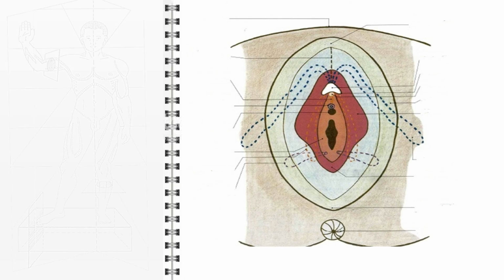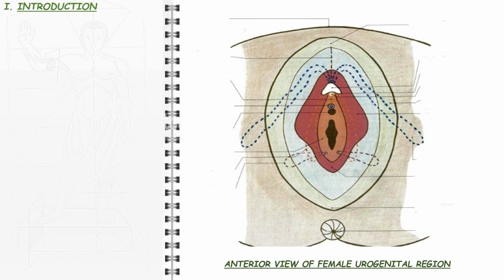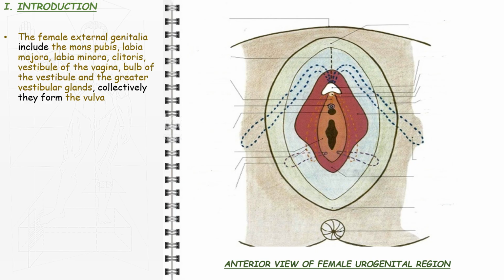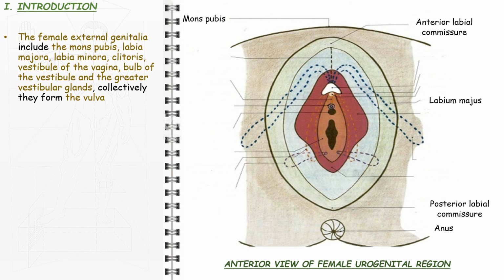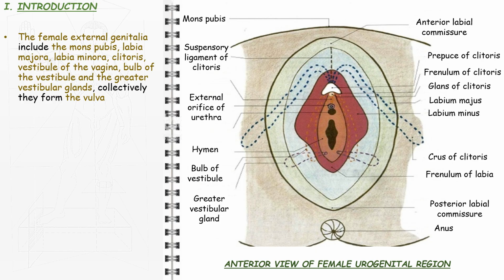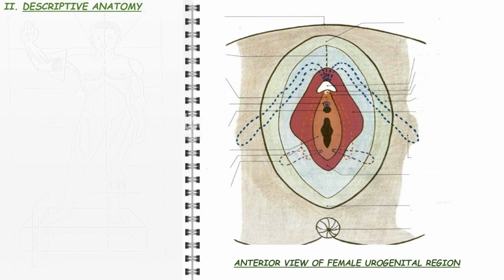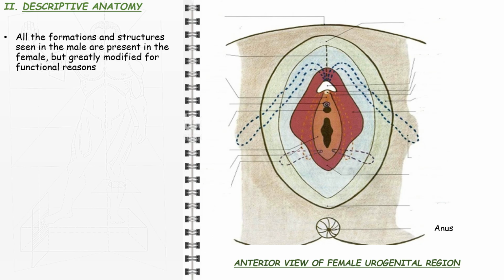Having said that about the vagina, let's move on to the descriptive anatomy of the vulva and its vascular and nervous supplies. The female external genital organs constitute the vulva. The vulva extends from the perineal skin to the perineal membrane of the urogenital diaphragm and occupies, mainly, the superficial perineal space. It includes the mons pubis, labia majora, labia minora, clitoris, vestibule of the vagina, bulb of the vestibule and the greater vestibular glands. All the formations and structures seen in the male are present in the female, but greatly modified for functional reasons.